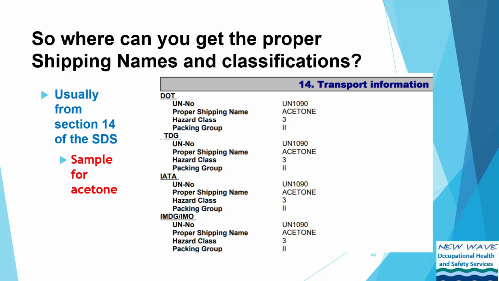In a lot of cases, similar information will be listed more than once. In the case shown on the slide here for acetone, similar information is listed 4 times. Because the classifications, although very, very similar, are not exactly the same for all modes of transportation. So here they list the rules for the U.S. Department of Transportation, DOT, the U.S. rules for road and rail, the Canadian Transportation of Dangerous Goods Regulations rules, the International Air Transport Association, IATA, rules for aircraft, and finally, the International Maritime Dangerous Goods, IMDG code for ships. In this case, all 4 use the same classification. But as I said, in rare cases, they may differ.